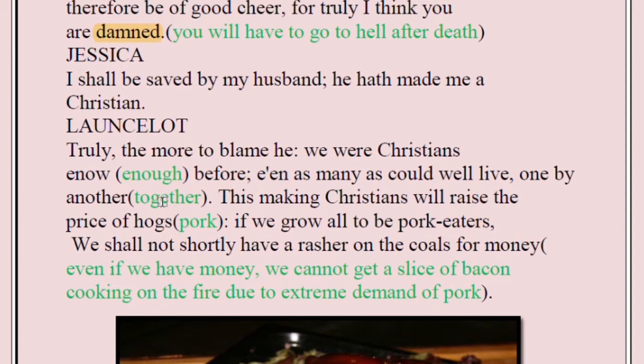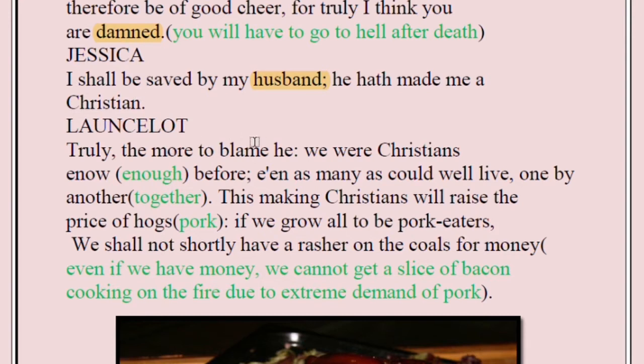Jessica: Okay. I shall be saved by my husband. He has made me a Christian. So Jessica says, no, no, no. I will be saved by my husband because my husband is a Christian and he has made me into a Christian. So I will not have to bear the consequences of having a bad father.